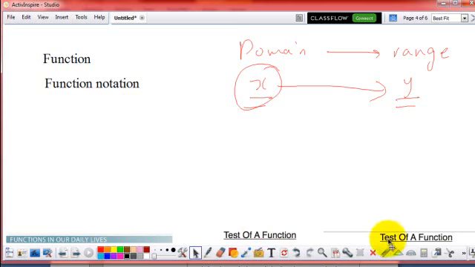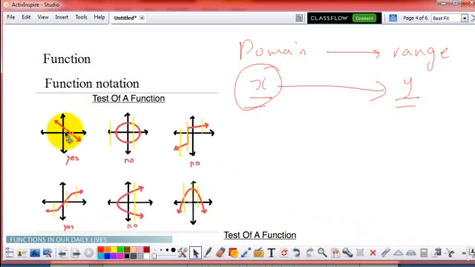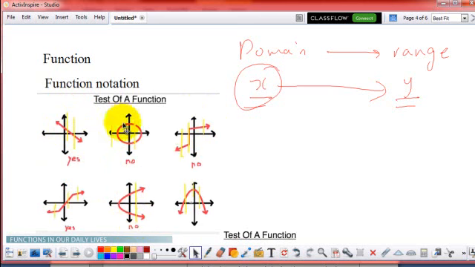Another method to test if it's a function or not is the vertical line test. For each graph we draw vertical lines along the whole curve. If all the vertical lines cut the graph in one point only, so it is a function. But if at least one vertical line passes through 2 points on the graph, so this is not a function.